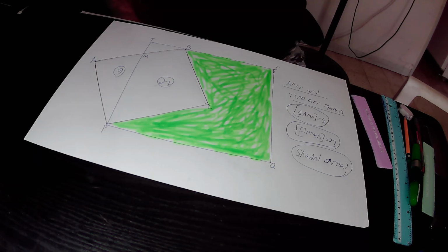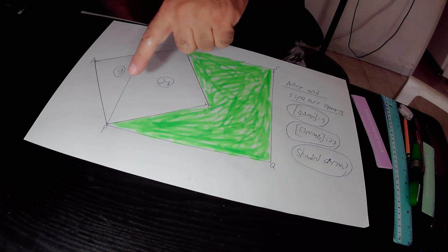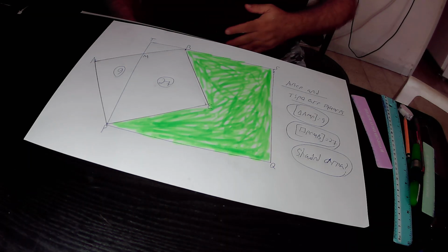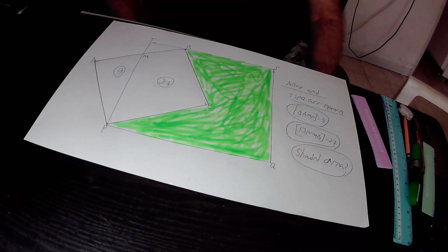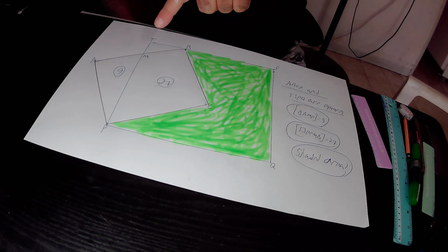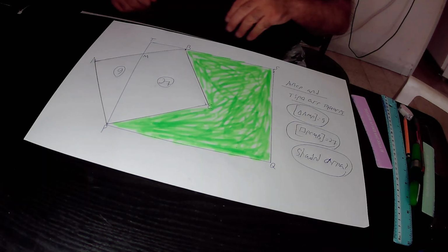So first of all, we know that the area of any square equals the length of one side squared. That is to say, the area of the small square ABCP will be equal to AP squared. And the area of square ABCP in total equals 9 plus 27.